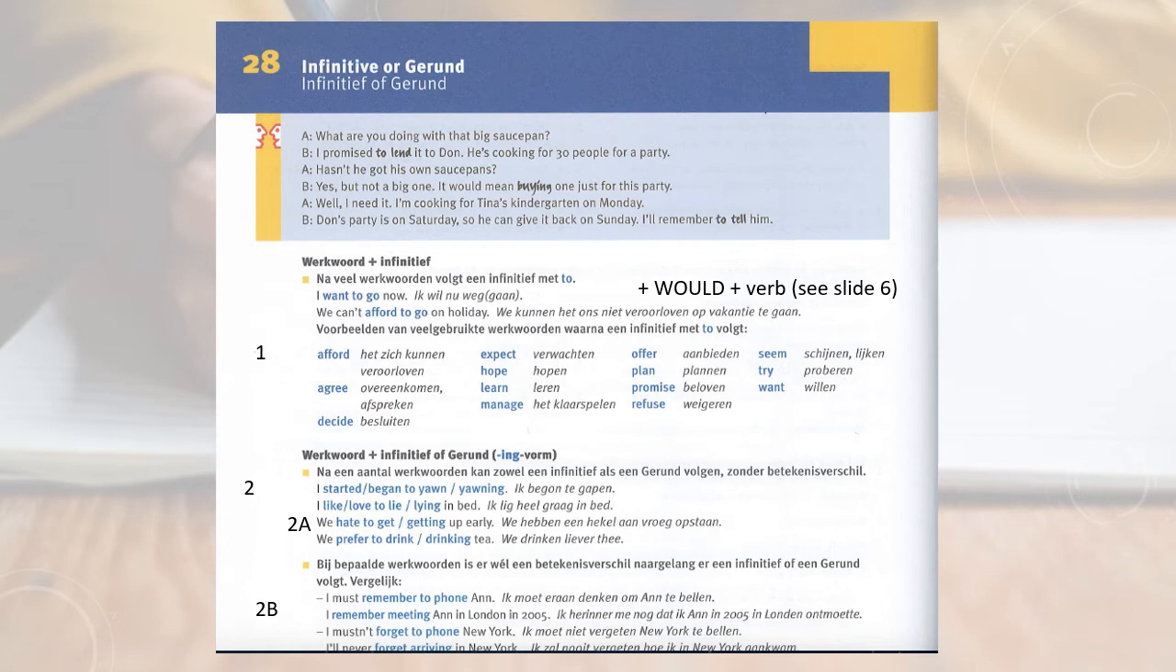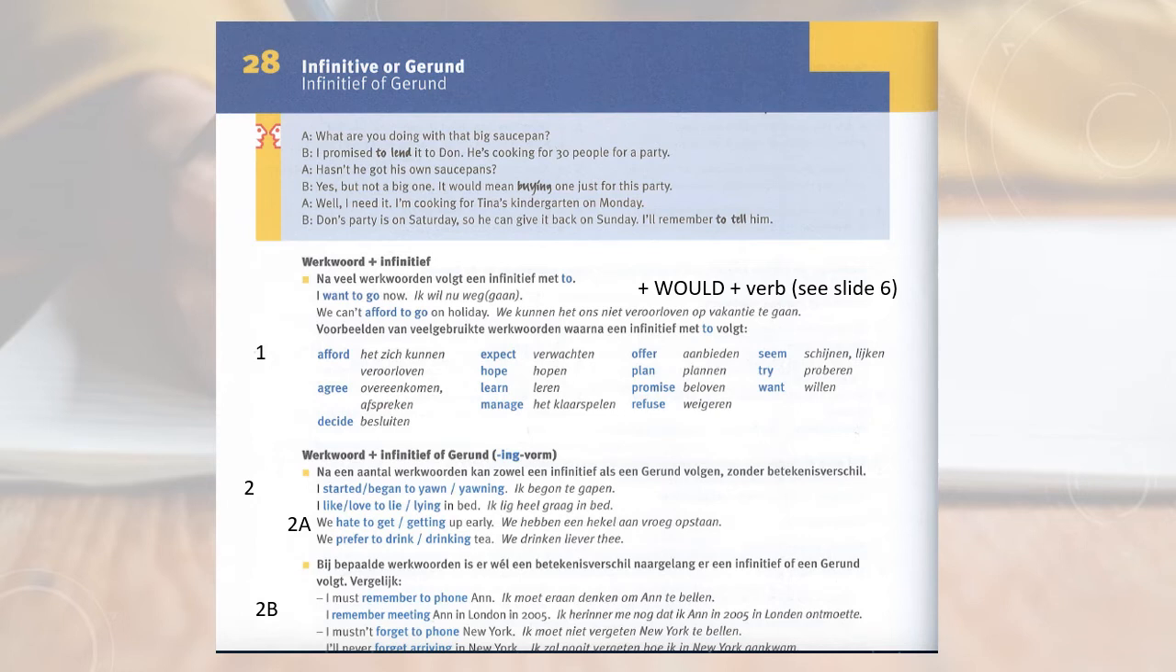These verbs are placed with to and an infinitive and not a gerund. And I also added would plus verb, as you can see on slide 6. So if you have, for example, I would like to, you also have an infinitive and not a gerund. So if a verb is placed with would, we also have an infinitive, and that is why I have added would plus verb. So maybe you can note that down somewhere so you don't forget.